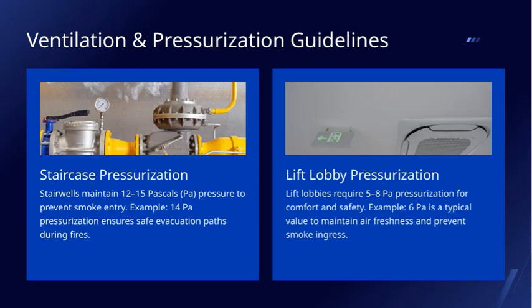Now, let's discuss lift lobbies and stairwells in terms of pressurization. Lift lobbies typically require a pressure of about 5 to 8 pascals to ensure both comfort and safety for occupants. A common value you'll often see is around 6 Pa, which helps maintain air freshness and, importantly, prevents smoke from entering the lobby during a fire or other emergency.